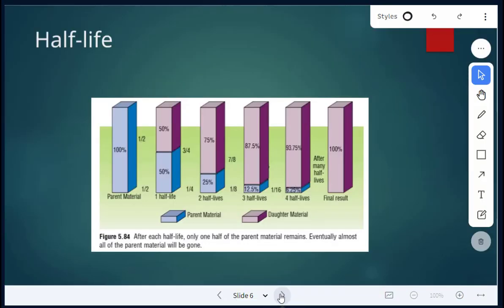So that's half-life. Here we can see parent material, half and half. After each half-life, only 1/2 of the parent material remains, and eventually almost all of the parent material will be gone. Okay, so this is 1 half-life, and then 2 half-lives, and so on. The blue represents the parent material, for example uranium, and the purple represents the daughter material, which would be, for example, the lead.